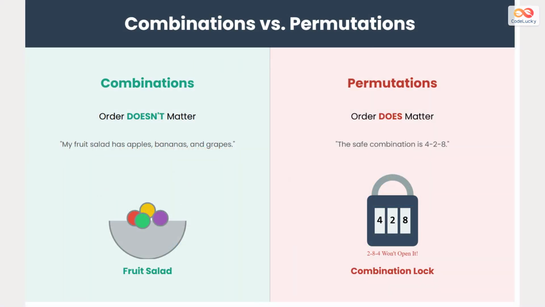To really understand combinations, it helps to compare them with permutations. In a permutation, like a combination lock, the order definitely matters. 4, 2, 8 is a different code than 2, 8, 4. But with combinations, think of a fruit salad. If you have apples, bananas, and grapes, it doesn't matter which fruit you put in the bowl first. The result is the same salad.